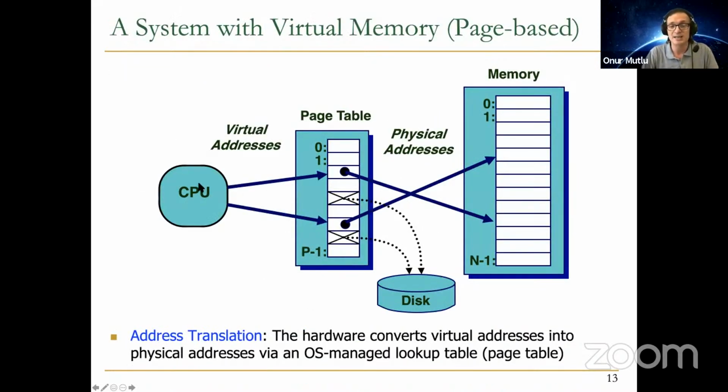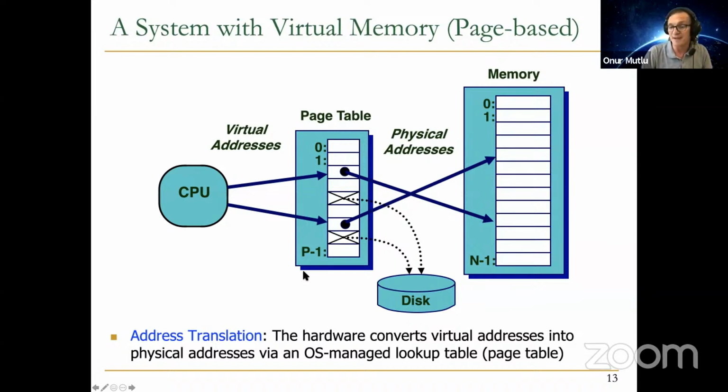And basically, the CPU generates virtual addresses. And there is a mapping table called the page table, as we will see more of soon. The hardware and software cooperatively convert virtual addresses into physical addresses via an OS-managed lookup table. So this lookup table, called the page table, is managed by the OS, but it's accelerated by the hardware. Hardware looks up the page table and then converts the virtual address to a physical address. And this way you can enable multiple things.